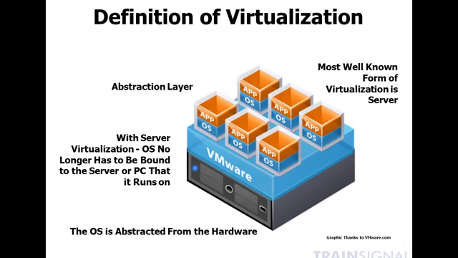So the definition of virtualization in the dictionary or on Wikipedia is an abstraction layer, meaning it abstracts the operating system from the hardware. So with a typical physical server, you install the operating system right on top of the hardware, and it has drivers that talk to the hardware. Well, it doesn't work that way with VMware.